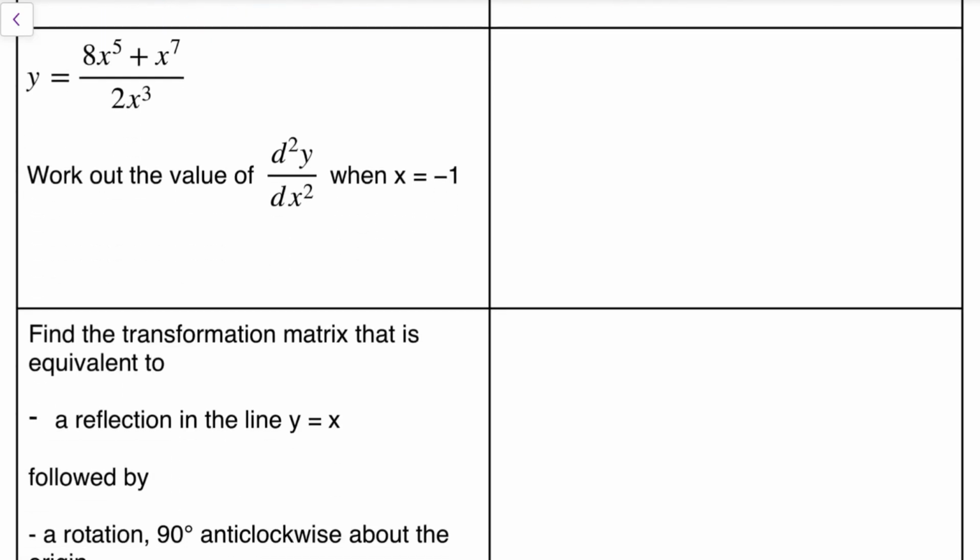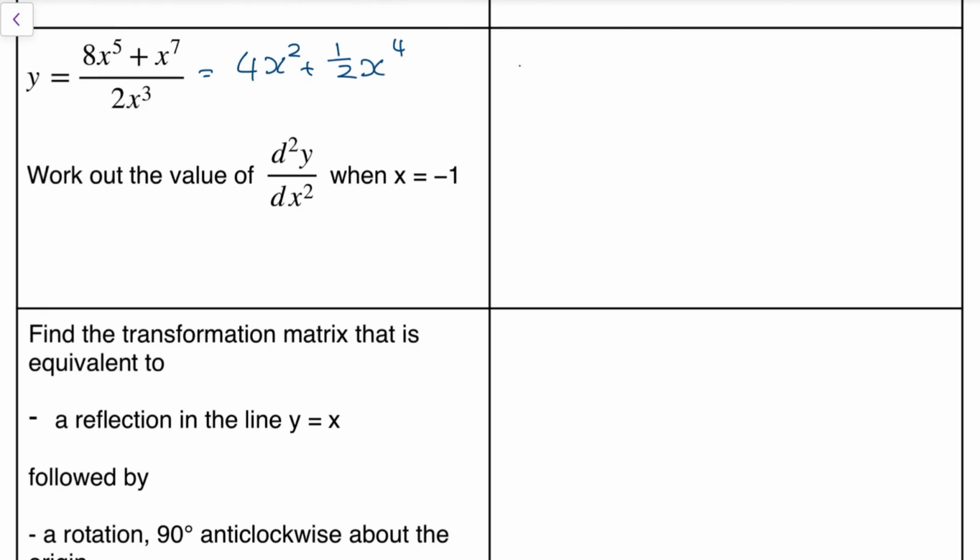Next question. y equals this thing here, work out the value of d2y by dx squared when x equals minus 1. Okay, well, let's tidy this up. So I'm going to split it into two fractions. The first one is 8 over 2, which is 4, x5 over x3, which is x squared. x7 over x3 is x to the 4, but the trick is that's still a half, it's not 2. So it's going to be plus a half x to the 4.